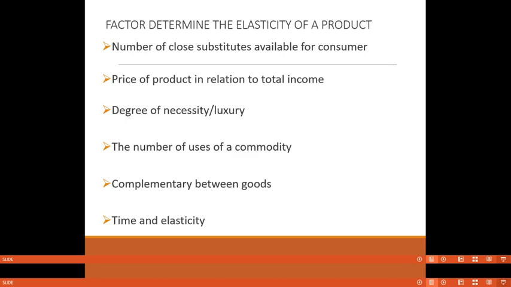Now the complementarity between goods. There is a negative cross price elasticity between complementary goods. As the price of one good increases, the demand for the other good decreases.